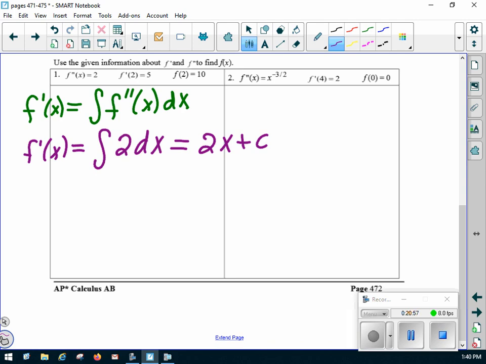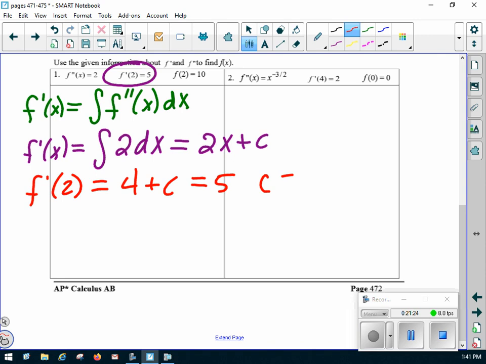That's it. Plug in what we know about f prime so we can figure out what c is. Well, what do I know about f prime? That. So f prime of 2 is going to be 2 times 2 plus c. But what do I know that has to equal? That's got to equal 5. So c is 1. What then is f prime of x? 2x plus 1.